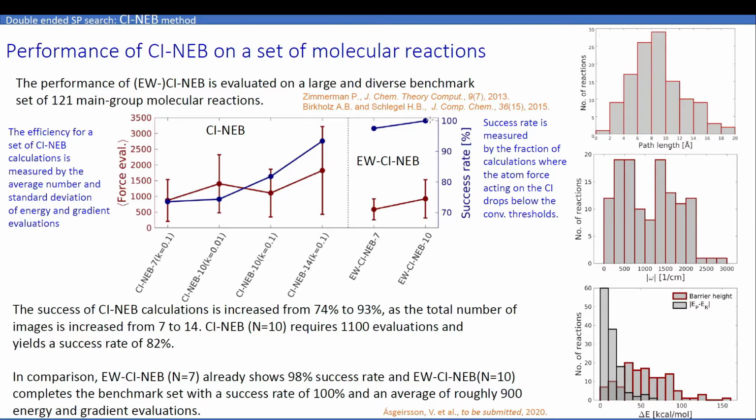Also notice that the energy-weighted clamping image NEB variant is significantly more efficient than the standard variant, requiring only about 900 energy and gradient evaluations on average. That is 150 computational cycles or evaluations per image. The improved performance is attributed to the increased resolution of the energy barrier in the energy-weighted clamping image NEB variant, which leads, of course, to a better tangent estimate at the clamping image.